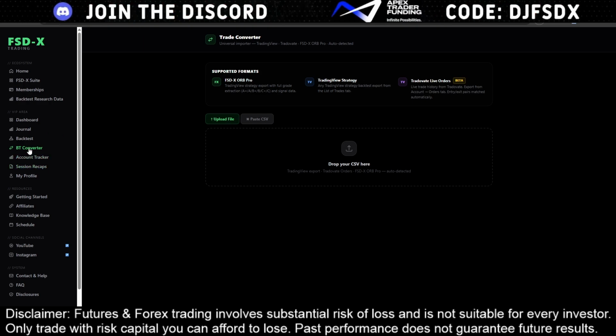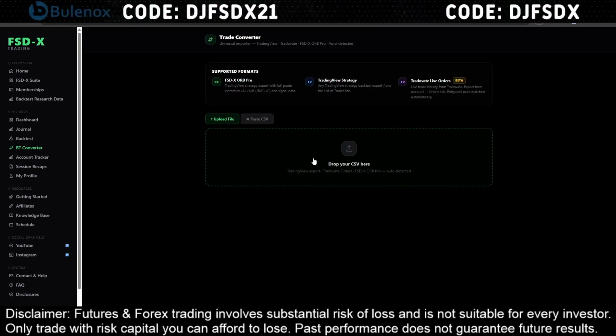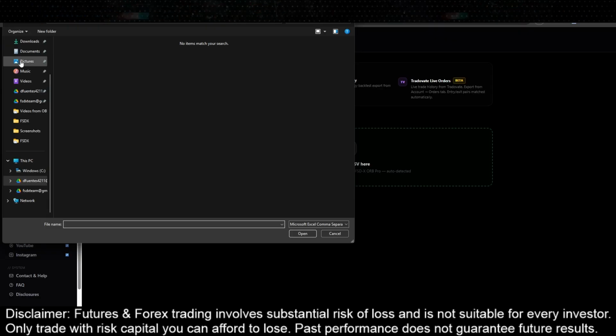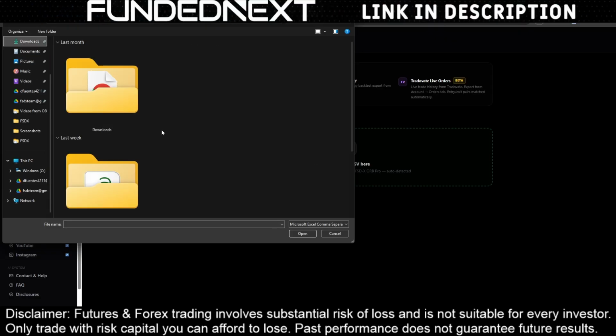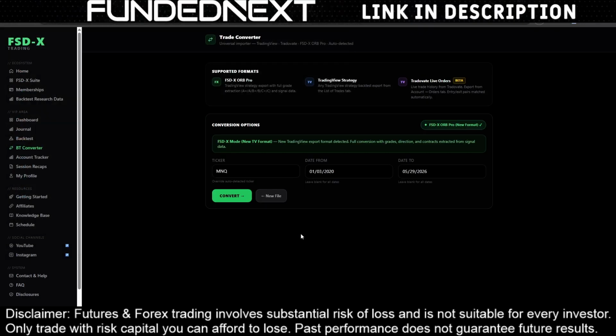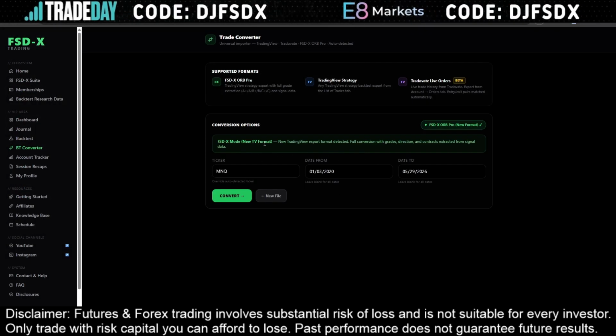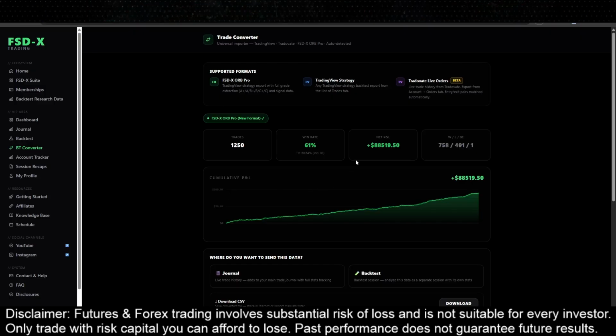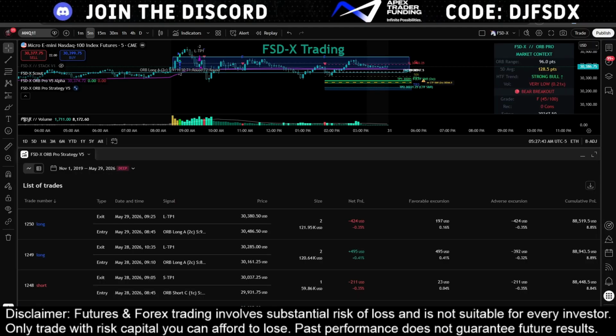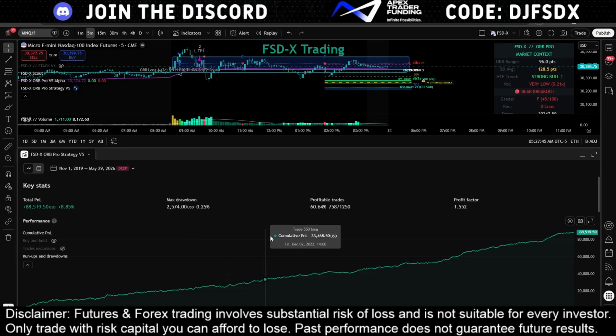Once you become a VIP member, you get access to all of this. I will go to my backtester converter. This works with my backtesting files that you get from TradingView or with any other strategy, so you can do this with any strategy on my site. So what I'll do is upload it. It recognizes that it's for my indicator and it's the new TradingView format. It has the dates already put in. I will convert it, and as you can see, all the data from what we just saw on TradingView is here.